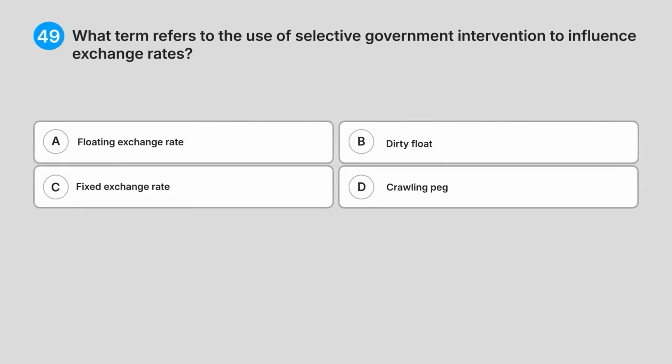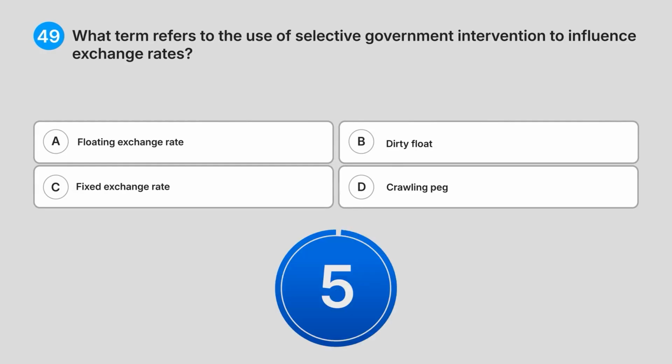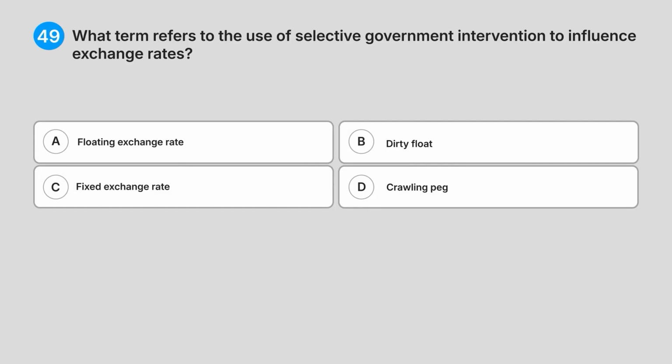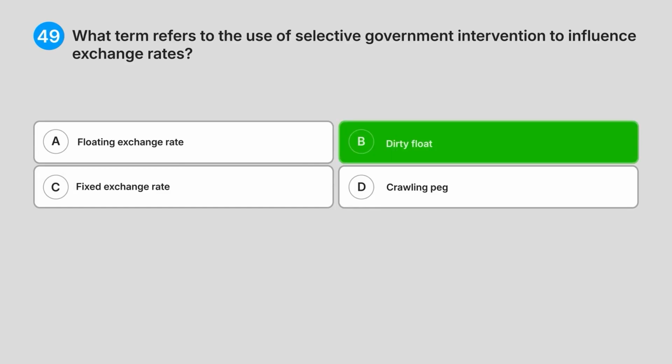49. What term refers to the use of selective government intervention to influence exchange rates? A. Floating exchange rate. B. Dirty float. C. Fixed exchange rate. D. Crawling peg. What do you think is the answer? Correct answer, B. Dirty float.